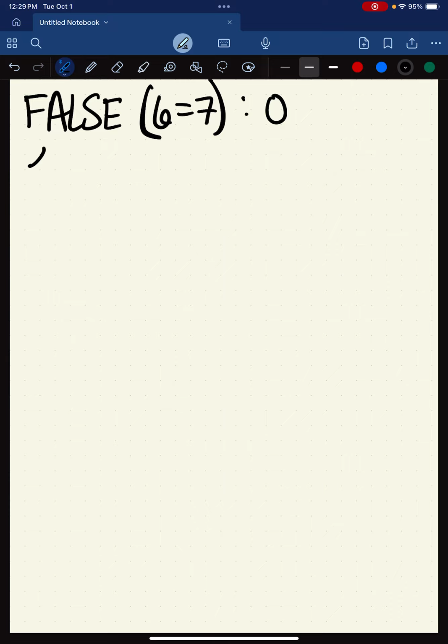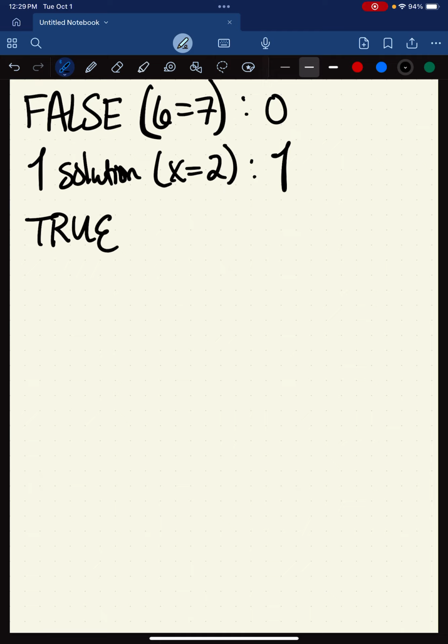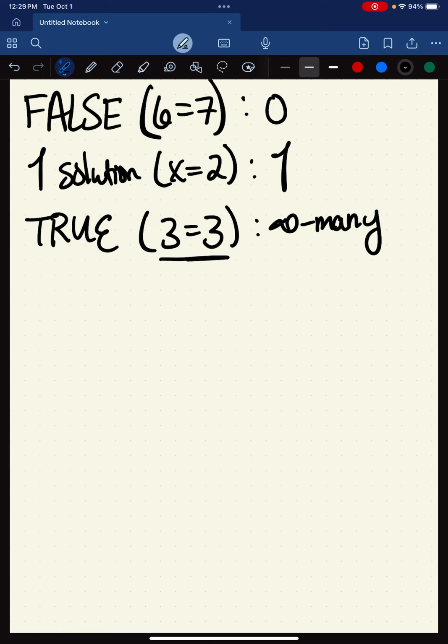If whenever you solve the equation there is one solution, so you get down to something like x is equal to 2, then there is one solution. And whenever you end up with something that's always true, so for example, 3 is equal to 3, then there are infinitely many. Note that neither of these has a variable in it, which is how it's always either false or true.